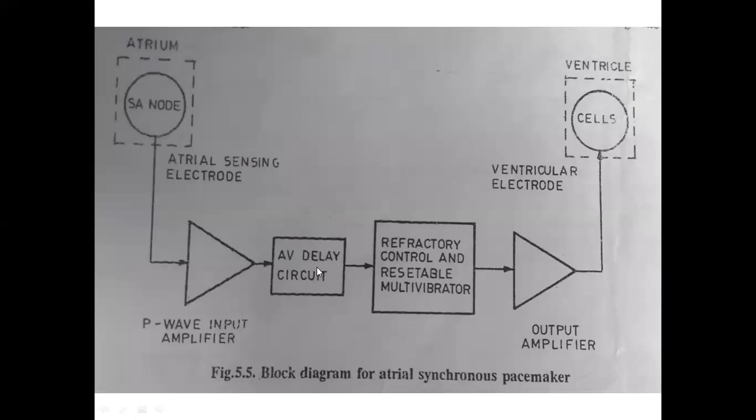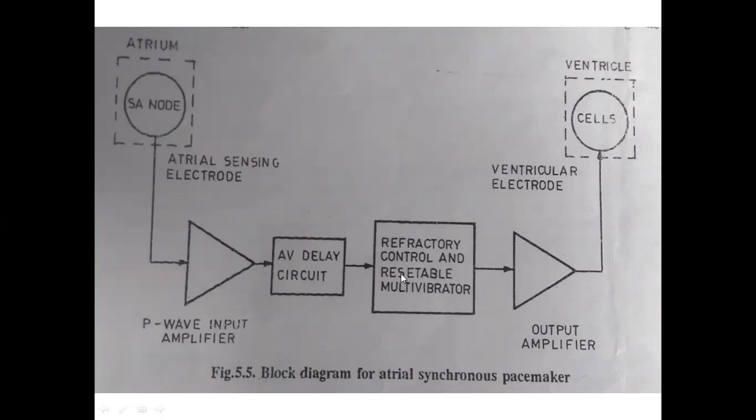This AV delay circuit corresponds to the AV node. Here it provides some delay, about 0.12 seconds. After that, the signal is given to a resettable multivibrator, which produces the pulses. Those pulses are applied to the output amplifier, and from the output amplifier they are connected to an electrode, which is connected to the fibers of the right ventricle.